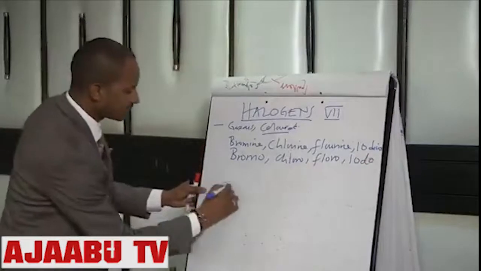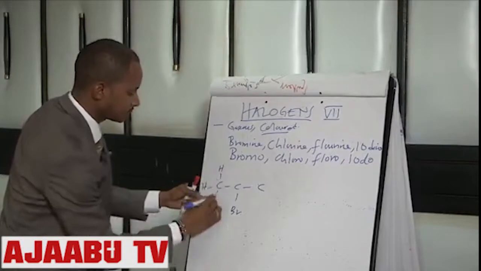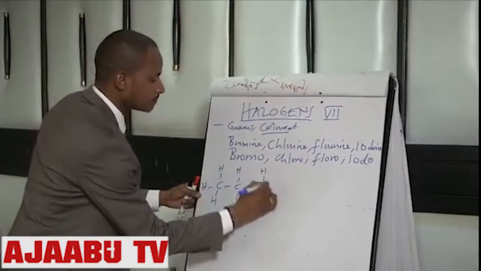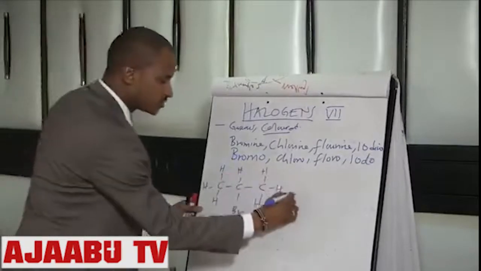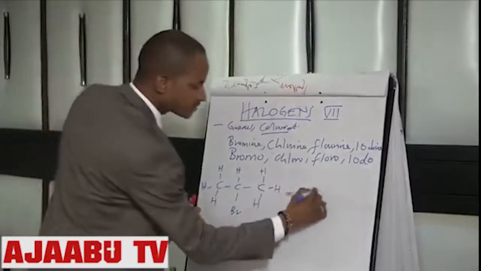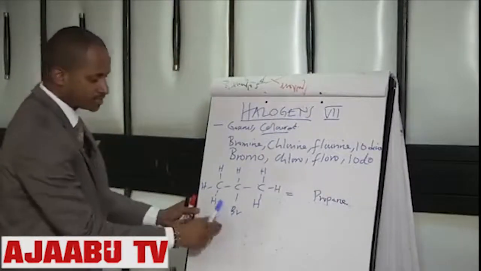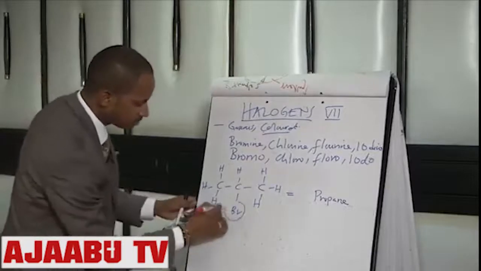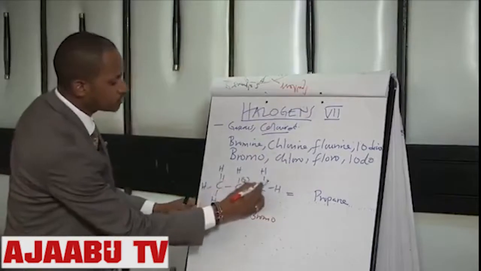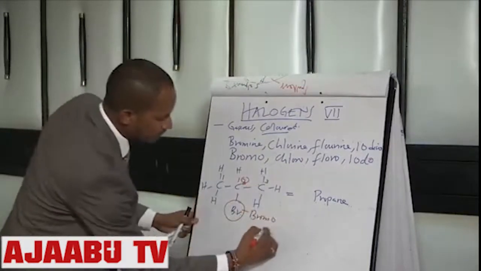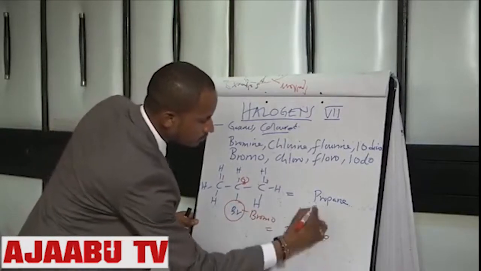So suppose we have an example like that. Number one, identify the longest continuous chain, which is 1, 2, 3. If it is 3, it is propane. Then because we have a bromine branching, it is bromo. This is the branch. But on which carbon atom? 1, 2, 3. On the second carbon atom. So the name of this is 2-bromopropane.